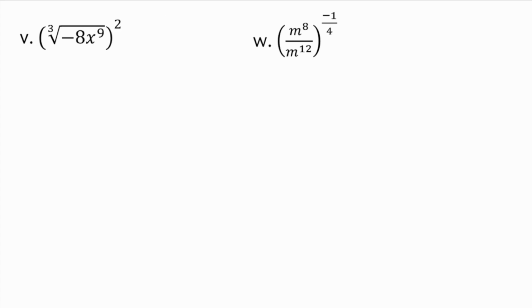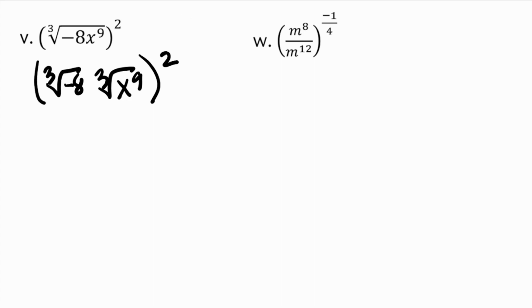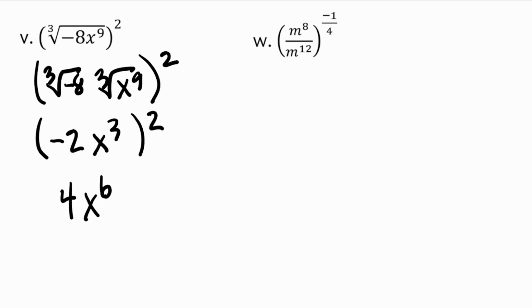This next one, if I take the cube root of negative 8 and the cube root of x to the 9, and then square it. Split it up like that. The cube root of negative 8 is negative 2, and the cube root of x to the 9 is going to be x to the 3. And then if I square that, I'll be squaring negative 2, and I'll get positive 4. I'll be squaring x to the 3. I'll be getting x to the 6. I'll be ready to move on.